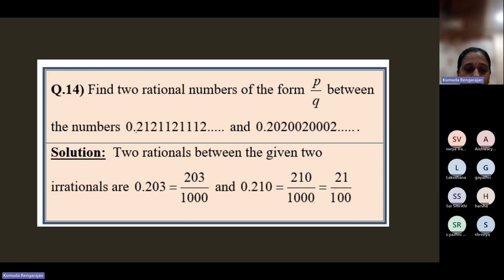So I've treated them as 212 and 202. 202, 212. So I've written 203 and 210. You can even write 209. You'll have to insert two rational numbers. So terminating decimal. Terminating. 202, 212. So 203, 204, 205, 206.